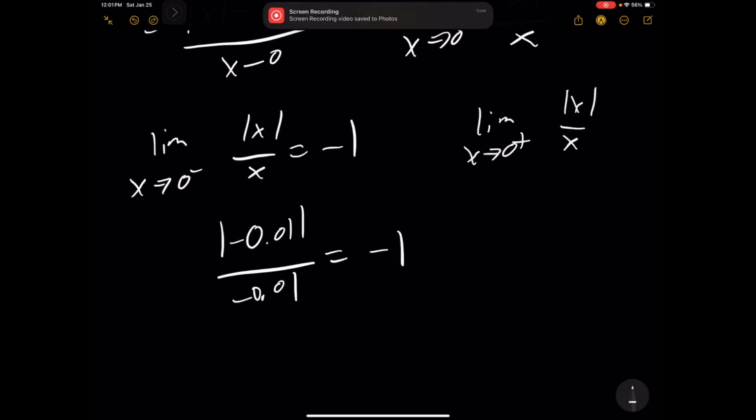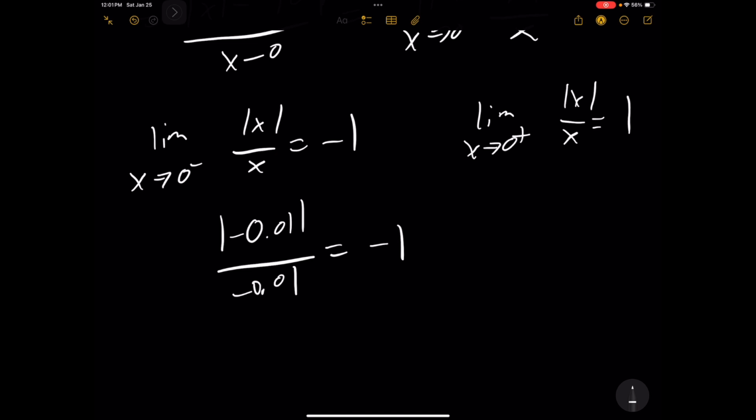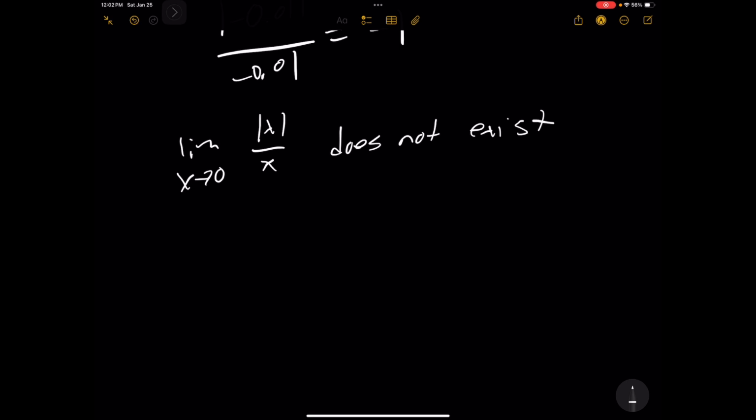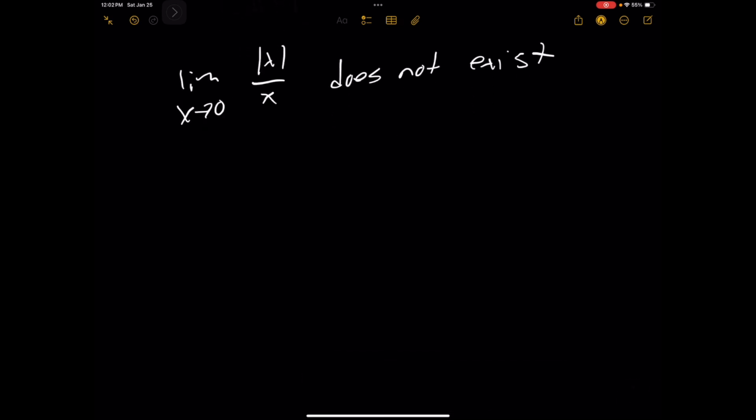From the right side, we get the same thing with 0.1, 0.01, 0.001, except in this case both the top and bottom are positive, so we're always going to have 1 as our value. So we see that the left-hand limit and the right-hand limit don't match up, so the limit as x approaches 0 of the absolute value of x over x does not exist. And the question becomes, well, why doesn't it exist?